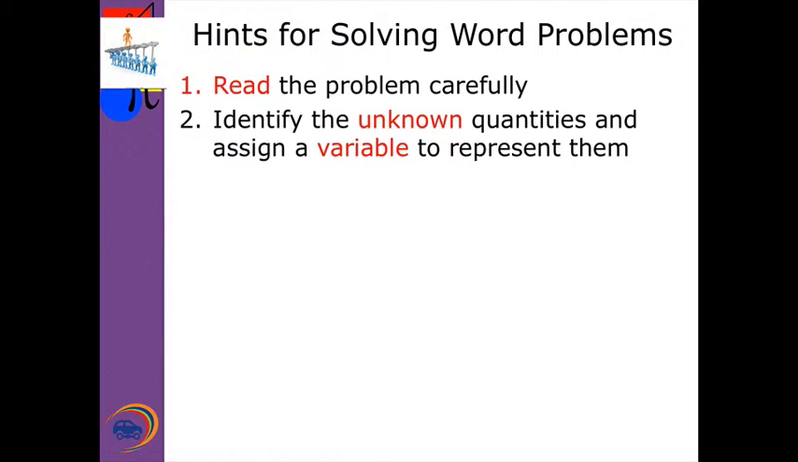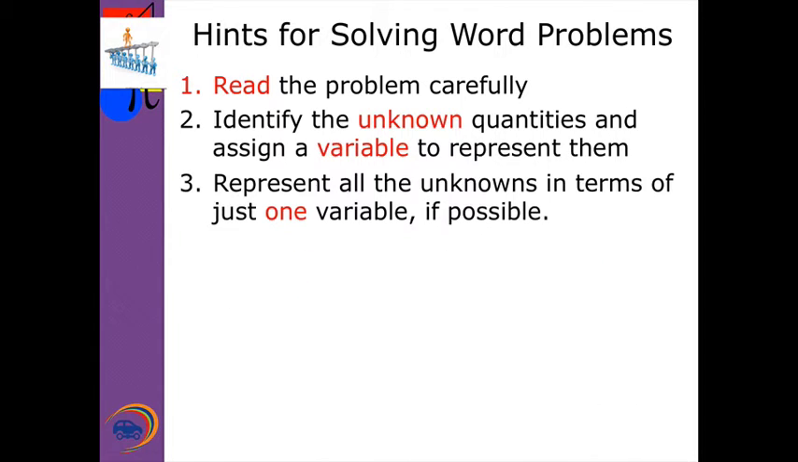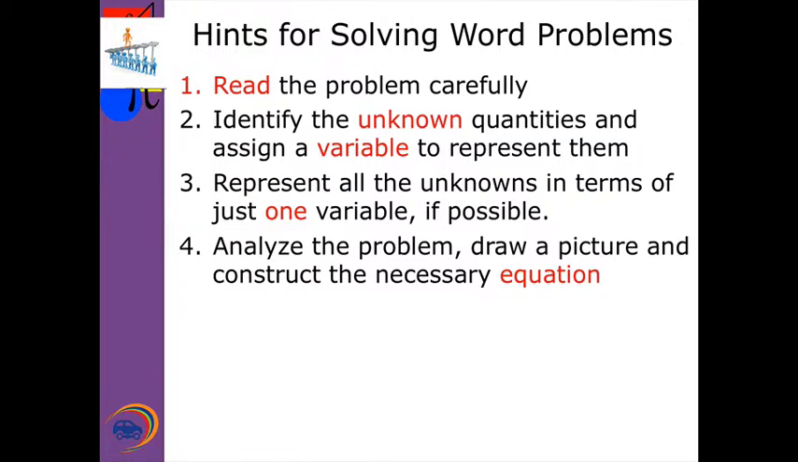Second thing is identify what's unknown and assign a variable to represent them. What do you want to find? Number 3, represent all the variables or all the unknowns in terms of just one variable if possible. If I say that I have 2 pieces of wood, one is twice as long as the other, I'd make x equal to 1 piece and 2x equal to the other. Number 4, analyze the problem, draw a picture, and construct anything you need necessary to form an equation.